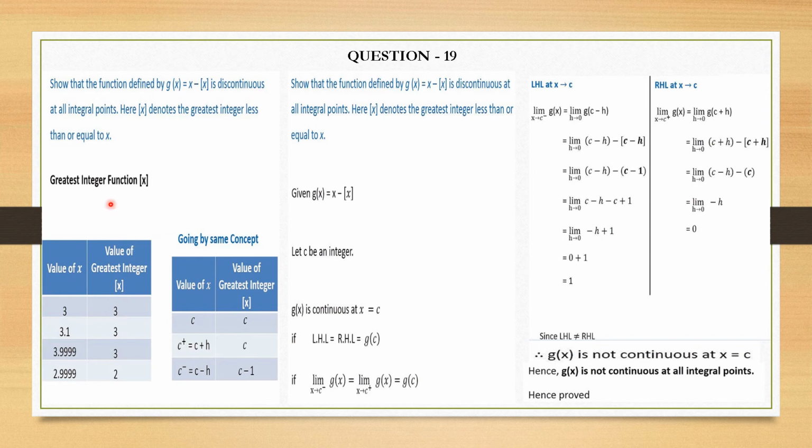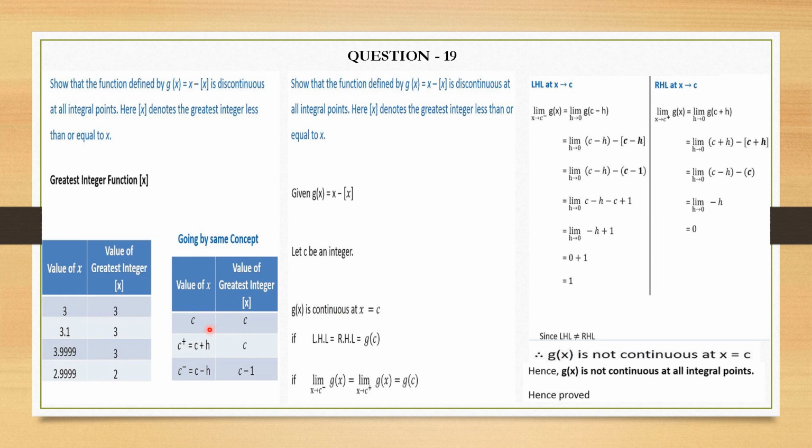It means you have to go to the left. Like 3.1 is between 3 and 4, so to the left is 3, so it will be 3. 3.999 is again between 3 and 4, but to the left is 3. 2.999 is between 2 and 3, but to the left is 2. So simply, I should know that if it is c plus h, it will be c, the back point.